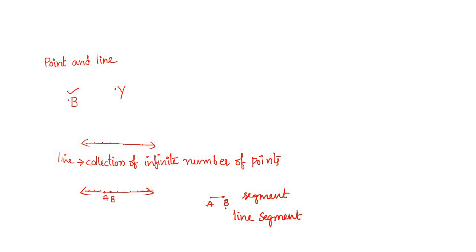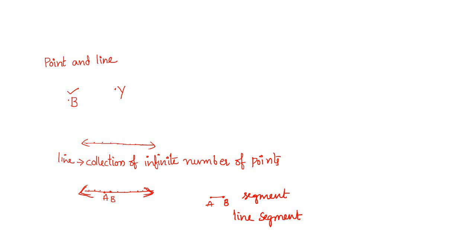Is it clear, children? A line segment is a part of a line. It has two endpoints and also has a fixed length. It is different from a line. A line can be extended in both directions and does not have a beginning or end point. But a line segment has a beginning point and an end point, whereas a line extends infinitely on both sides.